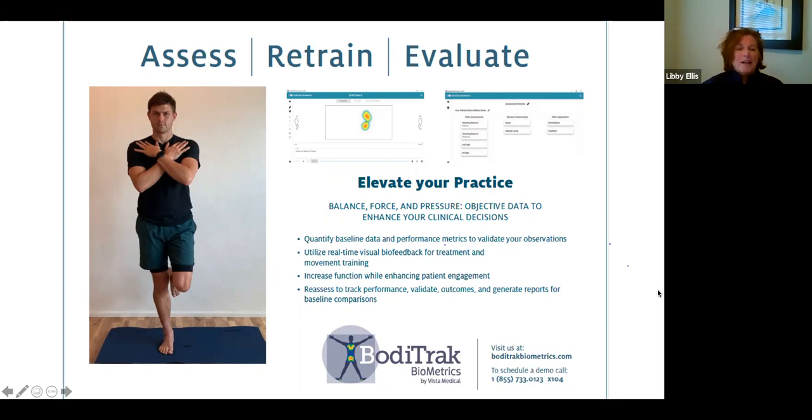It eliminates the visual guesswork of trying to determine if your client looks stable or balanced. So this actually provides you with a visual. It's a terrific tool for enhancing your movement training. And one of my favorite things, which Emily mentioned in our webinar last week, is we have a wonderful real-time biofeedback training module.